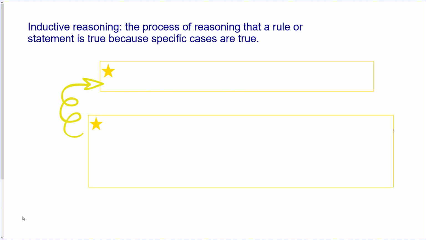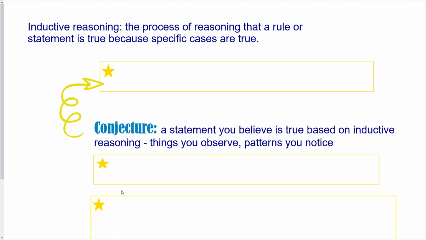So when we're talking about inductive reasoning, this is really the process of reasoning that a rule or statement is true because specific cases are true. So you make a conjecture, which is just a statement that you believe is true based on the inductive reasoning process. These are things that you observe based on patterns that you notice. So if you sit around looking at stuff and watching various occurrences, you might notice some things.